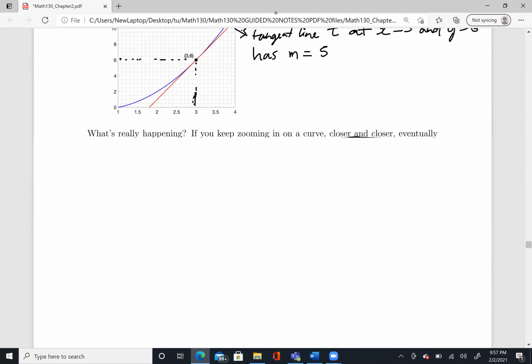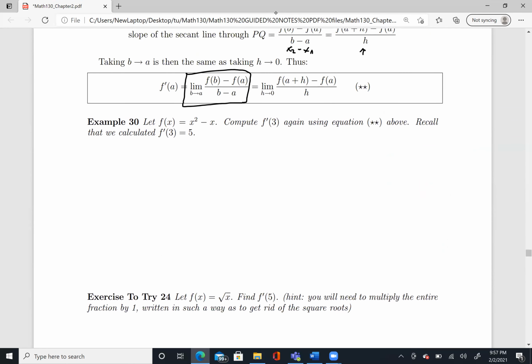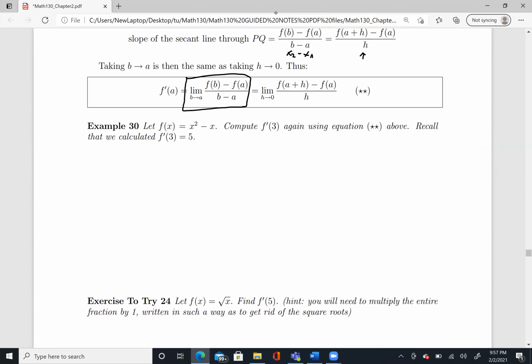So yeah, now you have two formulas for you to use. Let's try to do example 30 with the equation, the second star above, and see what happens. Remember that we did this problem already, and we got the derivative of f at 3 to be equal to 5. Let's see what happens if we use this formula.